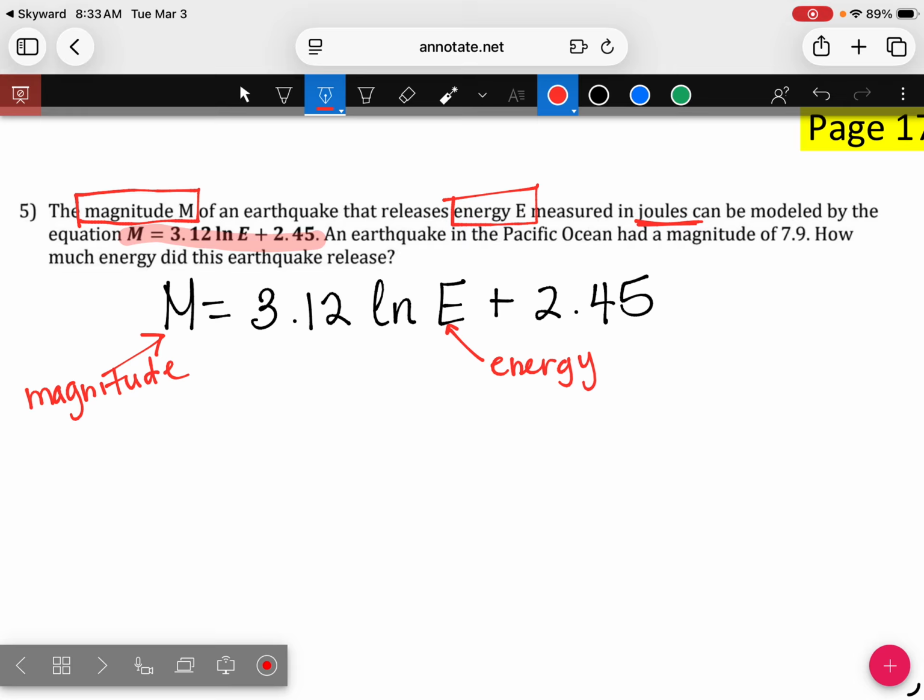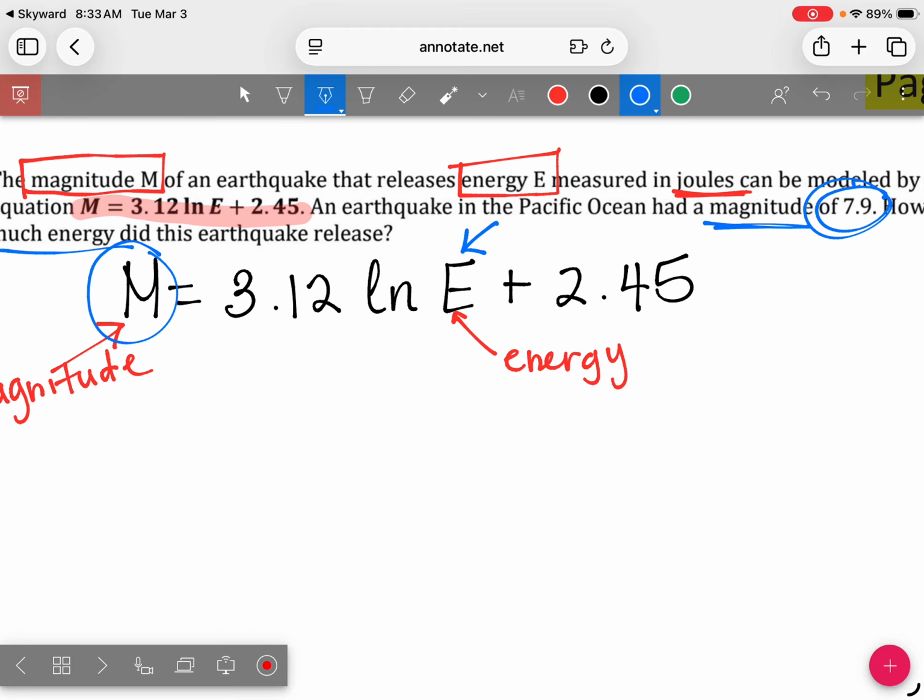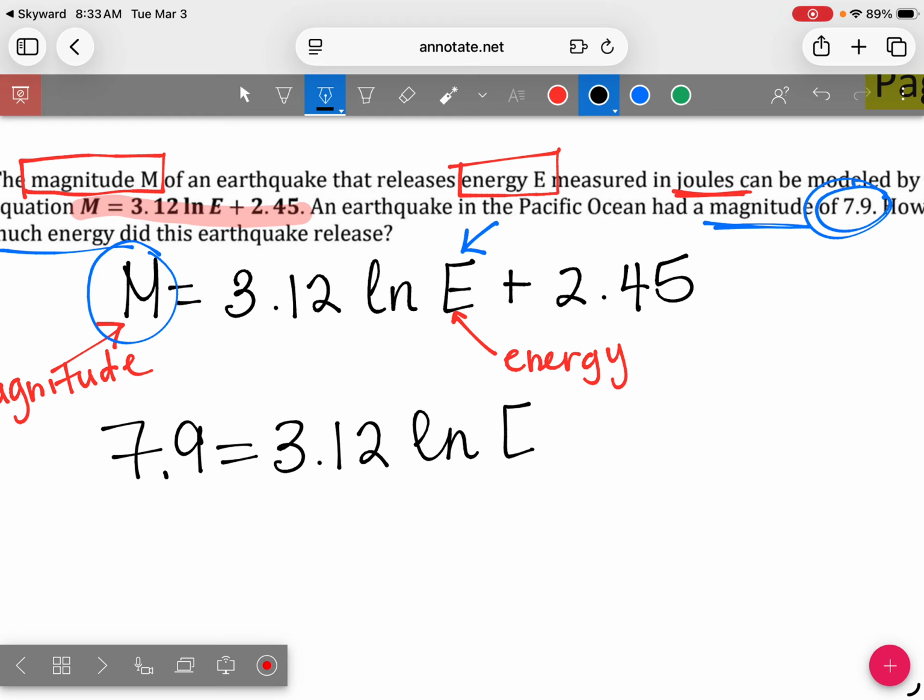Okay, it says an earthquake in the Pacific Ocean had a magnitude of 7.9. Where am I putting that 7.9? M, because it said it had a magnitude. And we want to find how much energy. So this is what I'm trying to find. This is what I know. So let's go ahead and substitute that in. So I have 7.9 equals 3.12 natural log of energy plus 2.45.